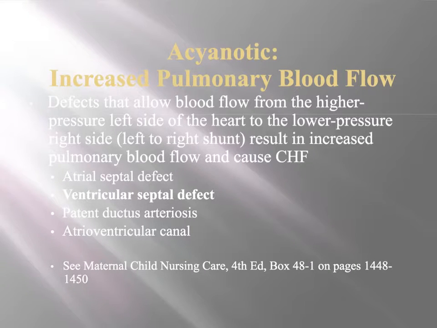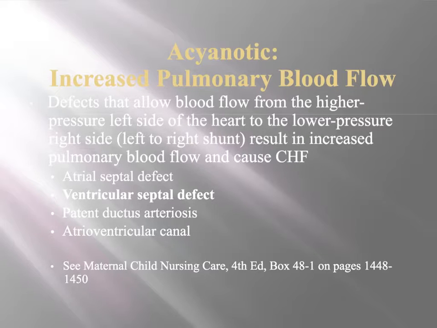Okay, so getting to that acyanotic stuff. When you have an acyanotic issue that causes increased pulmonary blood flow, you have an increase in blood in that right side of the heart, which increases the blood moving to the lungs. Okay? The effect of this increased pulmonary blood flow will depend on the volume of flow, which is dependent on the size of the defect. So if you have a very small defect, you're going to have a very small amount of that increased pulmonary blood flow, and so your symptoms may not be as severe.